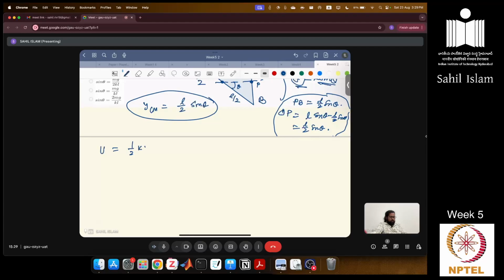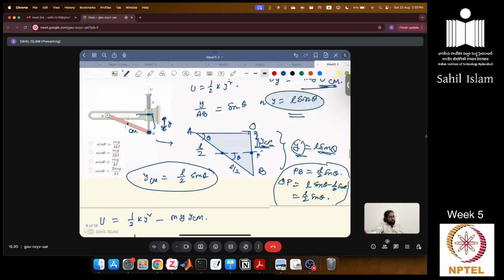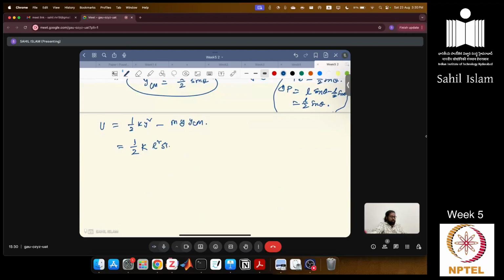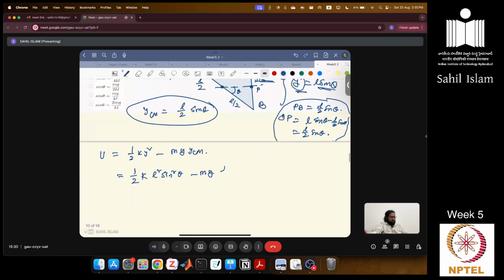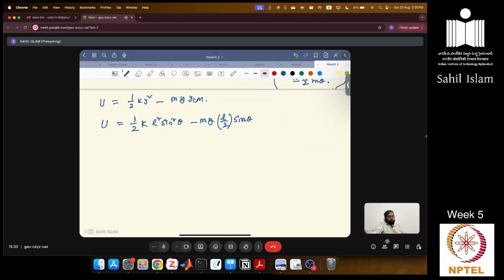Now the total energy is half k y square minus mg y center of mass. Why? We have explained in the previous example. Now y equals L sin theta, so half k L square sin square theta, minus mg y center of mass, which equals L by 2 sin theta. This is U. Now they ask to find theta at equilibrium.